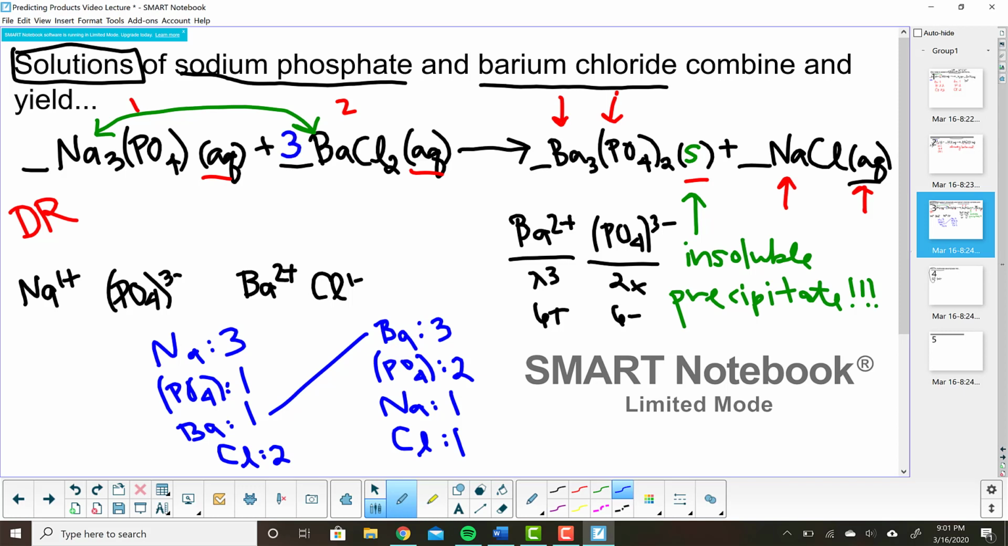When I add a 3 in front of this BaCl2, it also impacts the number of chlorines, which now brings me to that nice 6 that I was talking about. So I'm going to bounce back to the right, put a 6 in front of NaCl, because that will give me 6 chlorines. And it will also give me 6 sodium. So now I'm going to bounce back to the left. I'm going to put a 2 here in front of the sodium phosphate, which gives me 6 sodiums. It also gives me 2 phosphates, which is exactly what I needed.